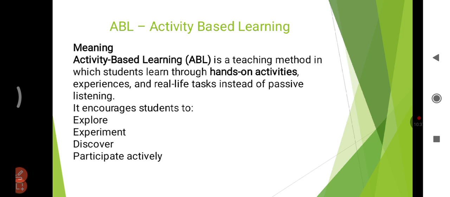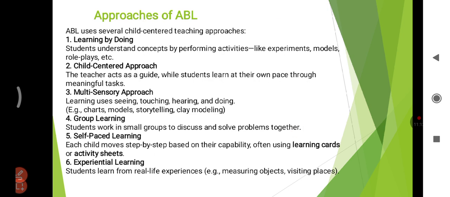ABL method. The next heading is ABL method. This is useful for the 1st to 5th students. ABL means activity based learning. Activity based learning is a teaching method in which students learn through hands-on activities, experience, and real life tasks instead of passive listening. It encourages students to explore, experiment, discover, and participate in activities. ABL method means activity based learning. Next, approaches of ABL method.